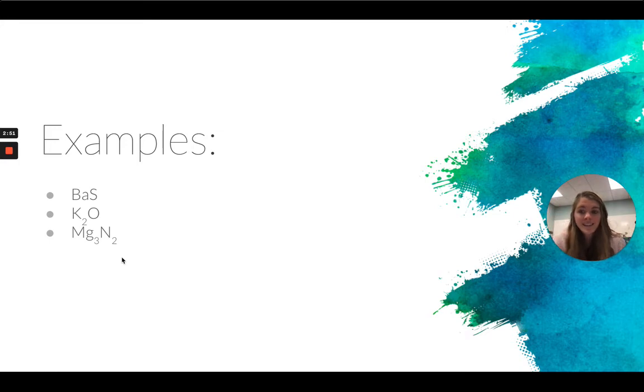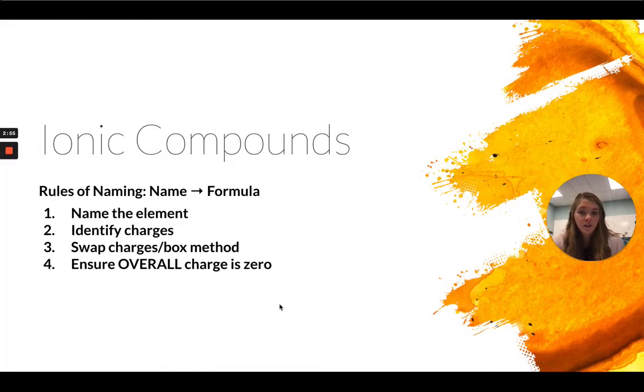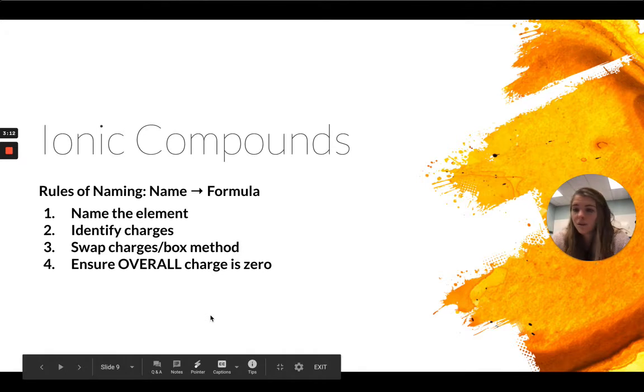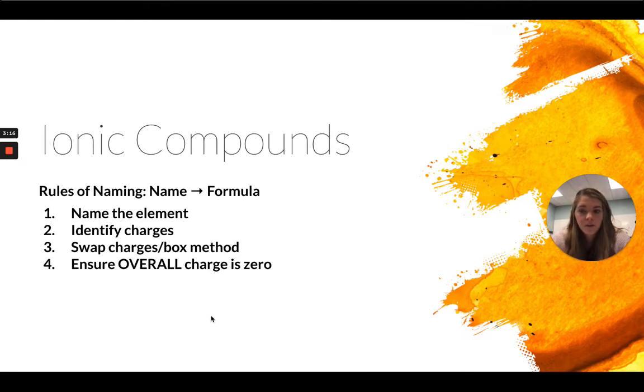Okay, so it's pretty easy to name ionic compounds when we're given the formula. It gets a little bit trickier when we're given the name and have to find the formula. So, we're first going to name the elements. We have to identify the charges. So we're going to figure out what two elements we are dealing with and what our two charges are. We're going to swap our charges and then ensure the overall charge is 0. That is always the goal. So to do some of these practice problems, I am going to go to the whiteboard in the back.